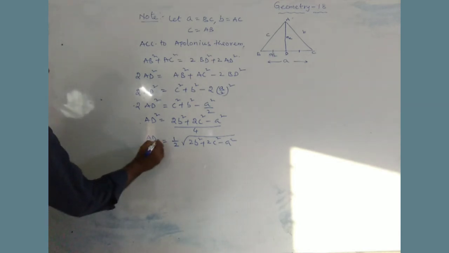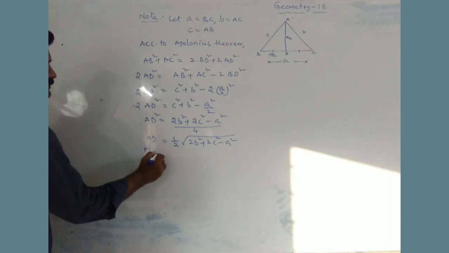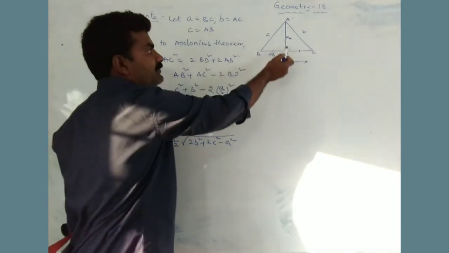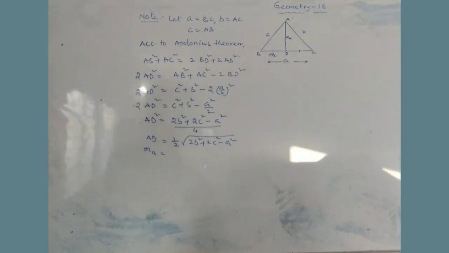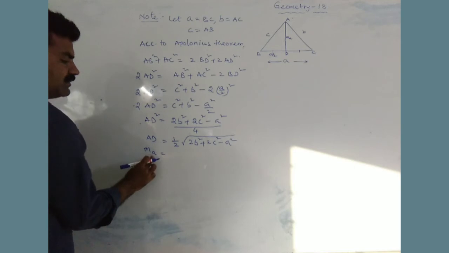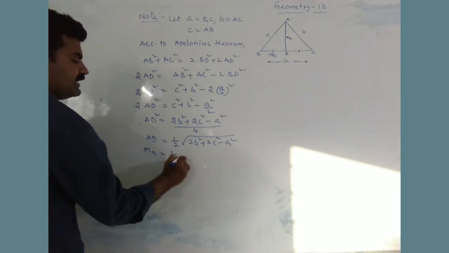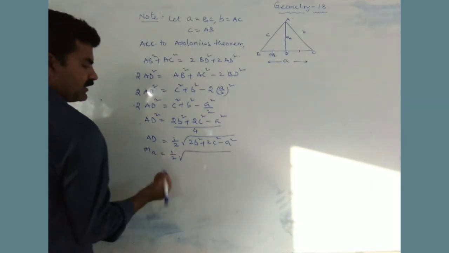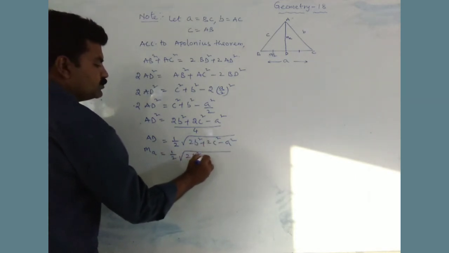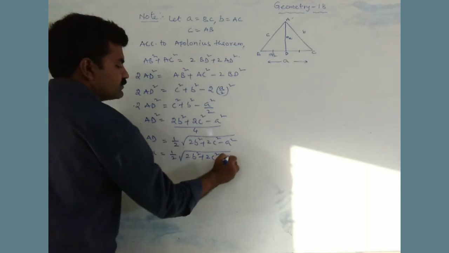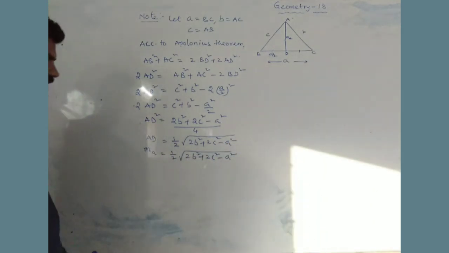I mean AD is nothing but MA. I denote it as MA, length of the median drawn through the vertex A. So the length of the median drawn through vertex A can be found by using the formula half into square root of 2b square plus 2c square minus a square.